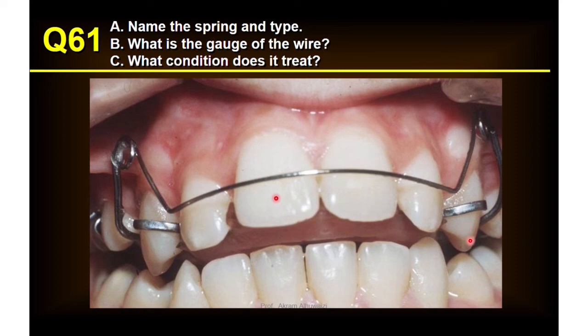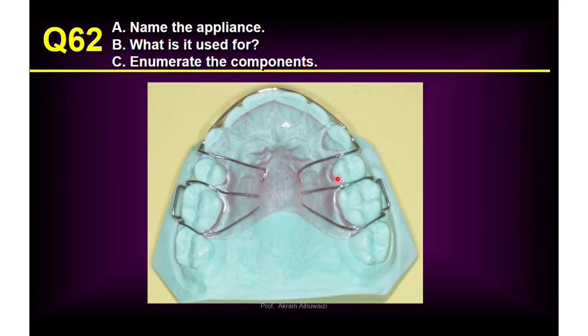What condition does it treat? For this case, the Roberts retractor is used to retract the anterior teeth palatally in cases with increased overjet. And the finger spring or palatal canine retractor is to move the canine distally. Name the appliance. This is the upper Hawley retainer. What is it used for? The upper Hawley retainer is used to retain the occlusion after removal of fixed appliance.